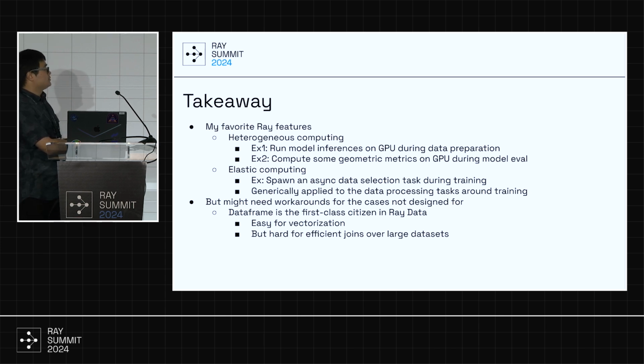However, there are also some caveats. Sometimes we need some workarounds for the cases not designed by Ray. For example, a data frame, I believe, is a first-class citizen in the Ray Data library. It's easy for vectorization because it's more like a column store. But it makes it very hard to do an efficient join over large data sets, because if you do, let's say, a hash-based join, it's really hard, so you may need to have some workarounds.